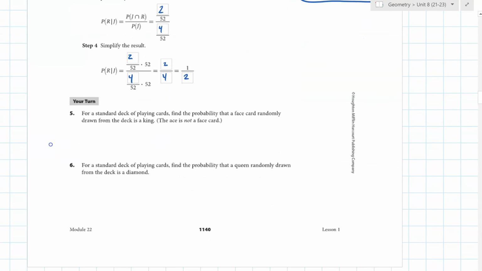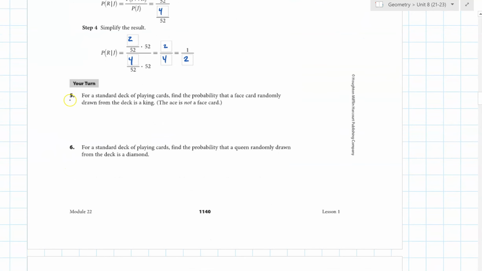So go ahead and this time try the Your Turn problem 5 and problem 6. So press pause on your player, and then when you're done with both problems 5 and 6, press play and see how you did.